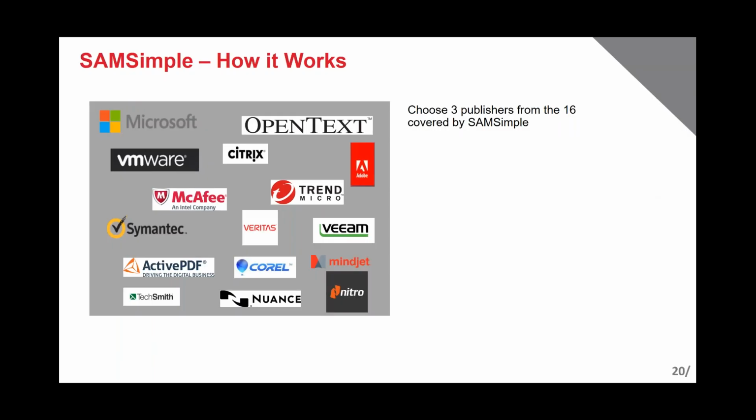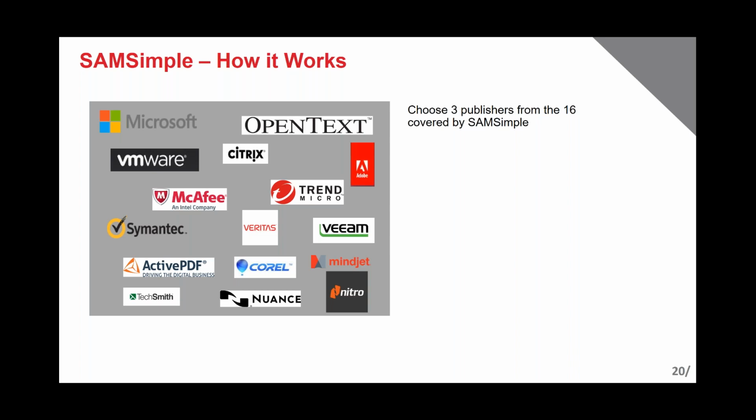So what I'd like to do now is do a quick summary of everything we've said. I'm a great believer in the concept that a picture says 1,000 words. So I've got a short animation here that will hopefully bring it all together and just illustrate what we've talked about. So as I mentioned, SAMSimple is where the customer chooses 3 publishers that represent the most pain, the most spend, and the most risk to them.